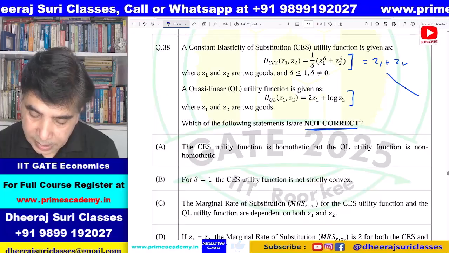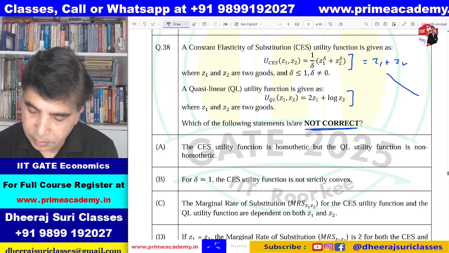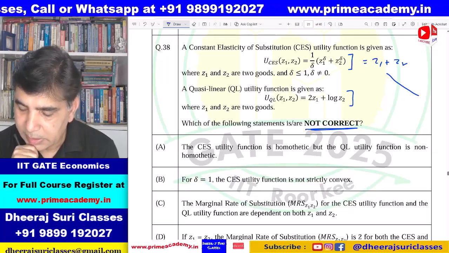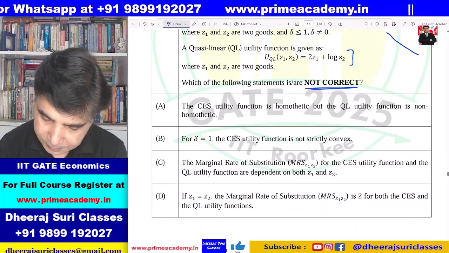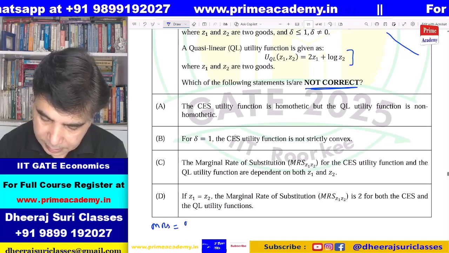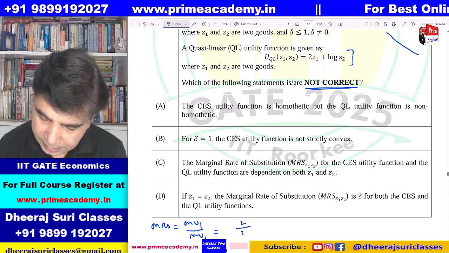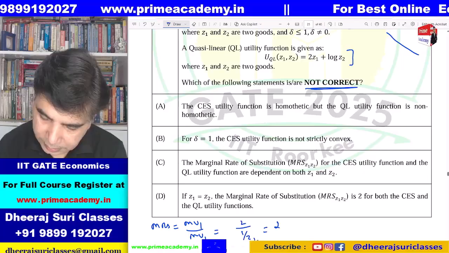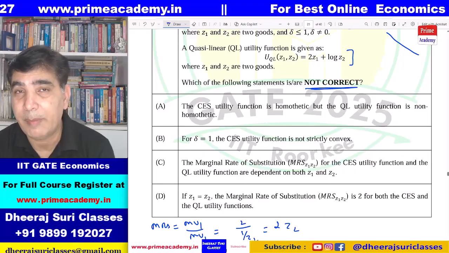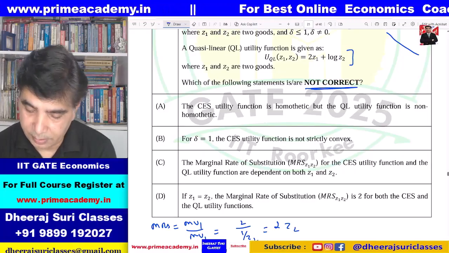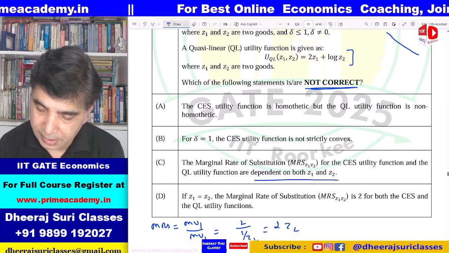Then it says the marginal rates of substitution for the CES utility function and the quasi-linear utility function are dependent on both Z1, Z2. See, this is not correct, because when you find the MRS of this quasi-linear, what is MRS? MRS is mu1 upon mu2. mu1 is 2 and mu2 is 1 by z2. So 2 z2. So for quasi-linear, it is depending only on z2. It is not depending on z1. It is independent of z1. Okay. It says dependent on both z1 and z2. So this statement is incorrect.